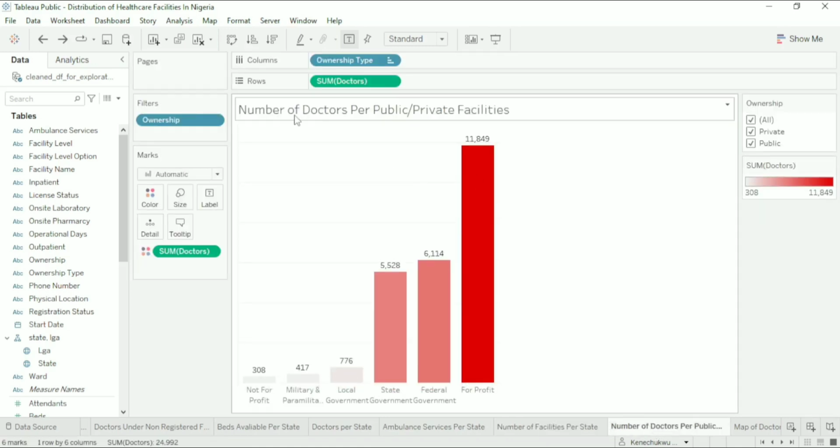Okay. The number of doctors per public and private facilities. When it comes to private, we are having many doctors, more than in the public sector, which is actually bad, because most of these private hospitals are more expensive than the public ones. So it looks like there's a shift. Many of them are just in private for profit, and few are in public. The worst of all is this. Okay. Then the next one is maps. I have to show the maps.